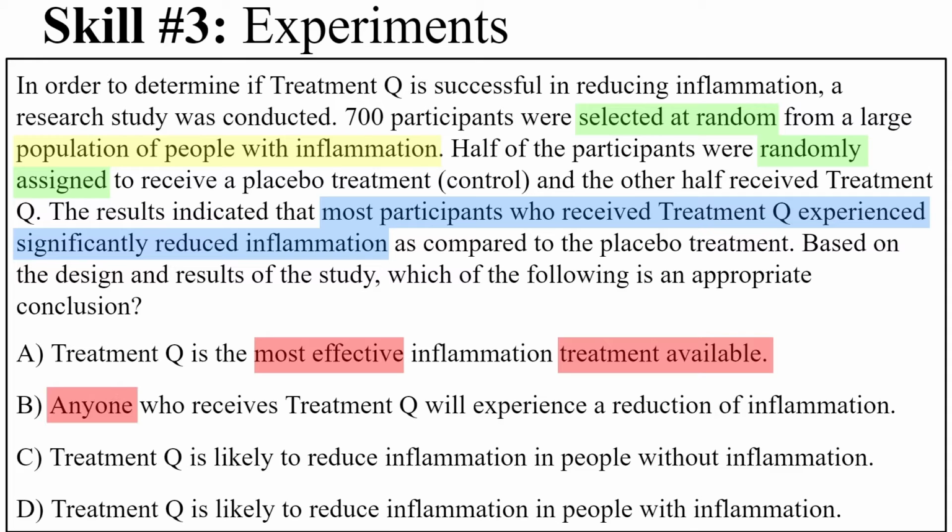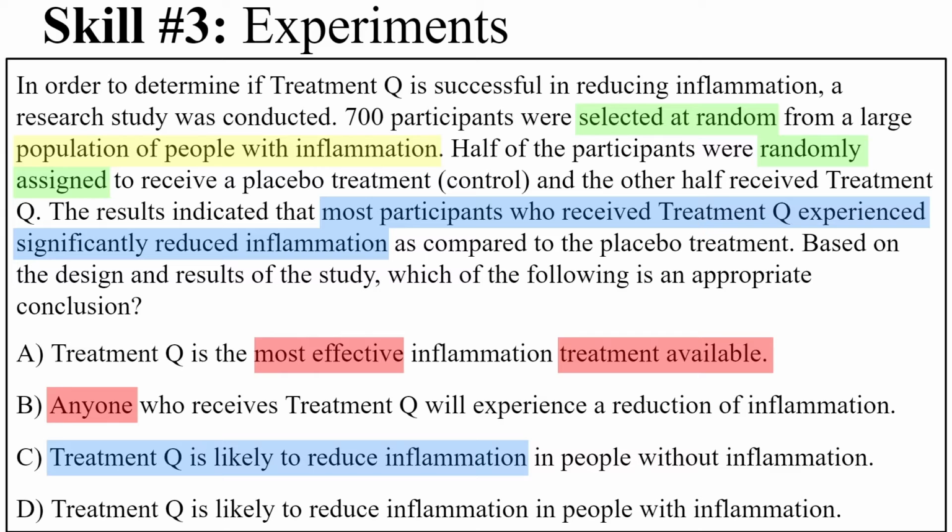That one's out. B says anyone. Okay, so the population in B is anyone, any person who receives treatment Q. And that doesn't seem right. It says that the population is all people with inflammation. So that doesn't even have the right population. So B can't be right.